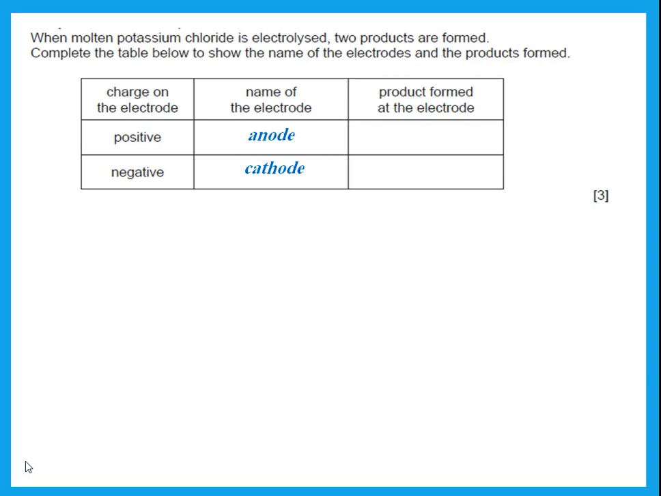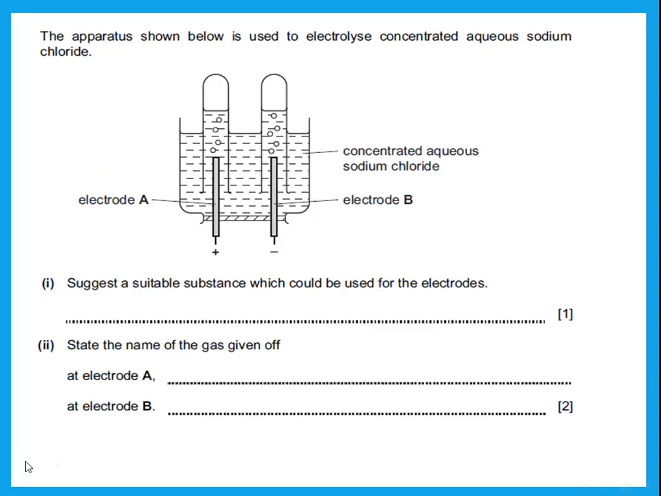Now, which products are formed? Well, what is he doing? He's doing electrolysis of molten potassium chloride. Now, potassium is the positive, chloride is the negative, and we said the positive goes to the negative electrode, the negative goes to the positive electrode. So which one goes to the positive? It is the chloride ion, to form chlorine, and the potassium goes to the negative to form potassium metal.